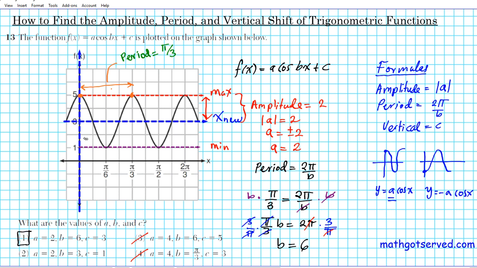And just for confirmation, remember we talked about the shift. This is the x old right here. If you want to calculate the vertical shift, you just ask yourself how many units from the old x-axis to the new x-axis. So it's 1, 2, 3. Bam. It's 3 units up. So that automatically tells us that C is 3. That confirms that the answer to question 13 is option number 1.